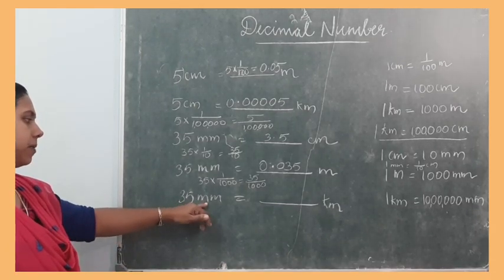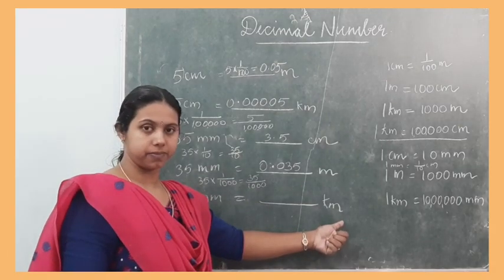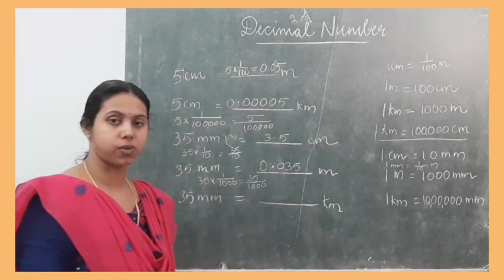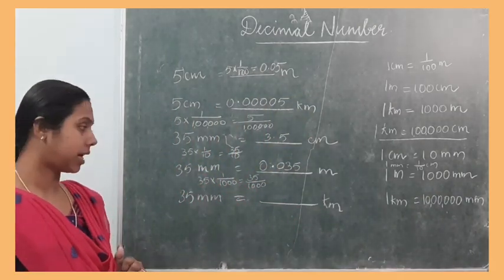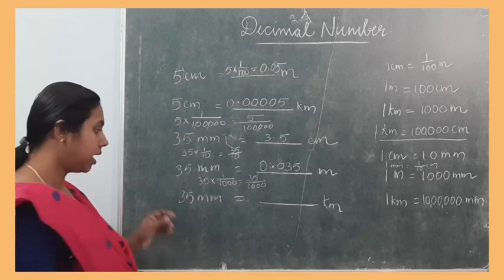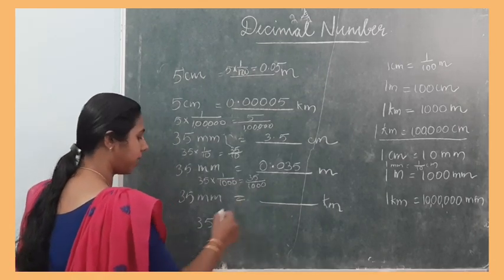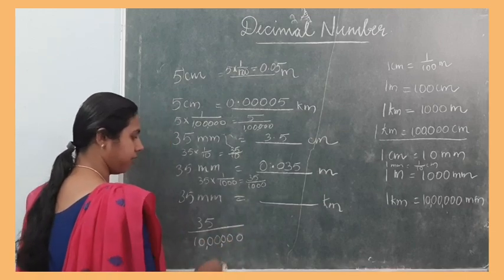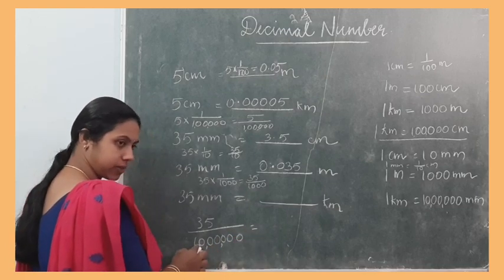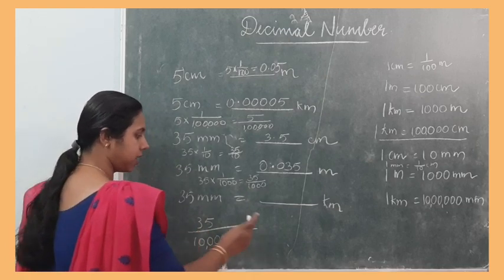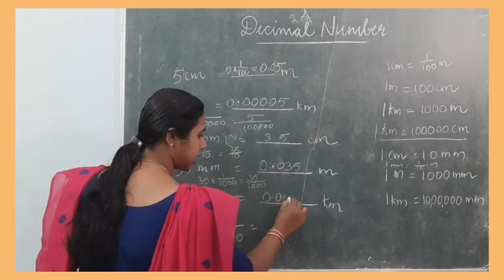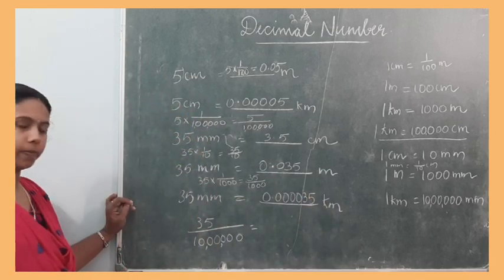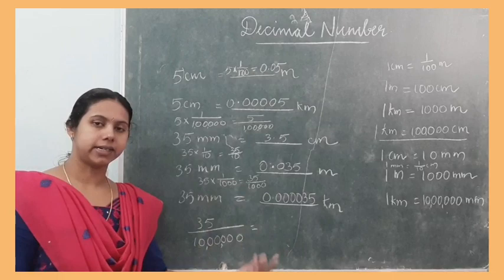Next, 35 millimeter converted to kilometer. We know 1 kilometer is equal to 10 lakh millimeter. So 1 millimeter is equal to 1 by 10 lakh. Then 35 millimeter is equal to 35 into 1 by 10 lakh, that is 35 by 10 lakh. How many zeros? 6 zeros are there. So 6 decimal places. 0.000035 kilometer. So these all conversions we studied in the earlier classes.